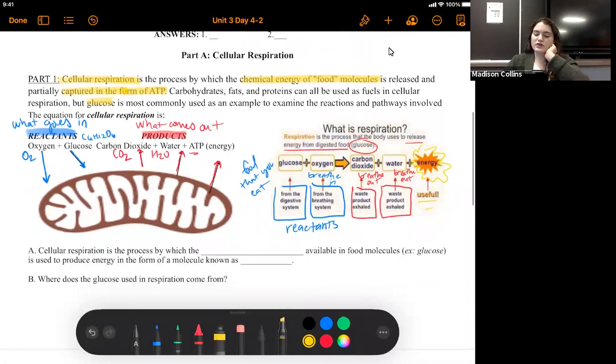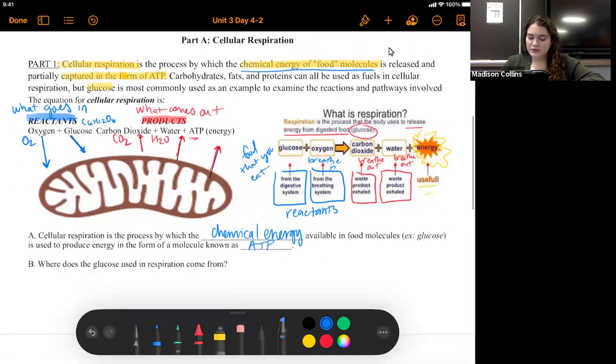Okay, so let's move on to questions A and B. Cellular respiration is the process by which the blank available in food molecules, for example, glucose, is used to produce energy in the form of a molecule known as blank. So if you remember from the passage, this is the process by which the chemical energy of food molecules, so the answer here is chemical energy, is turned into energy in the form of ATP.